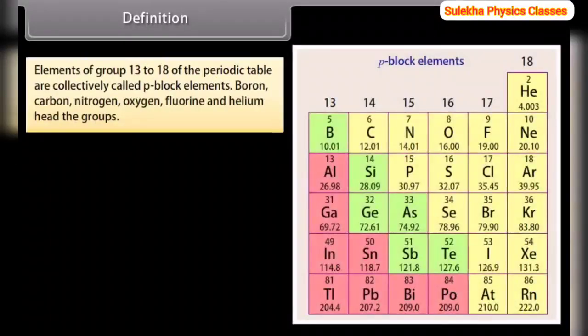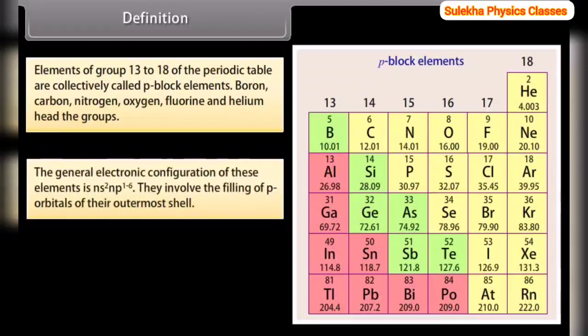Definition. Elements of group 13 to 18 of the periodic table are collectively called p-block elements. Boron, carbon, nitrogen, oxygen, fluorine and helium head the groups.